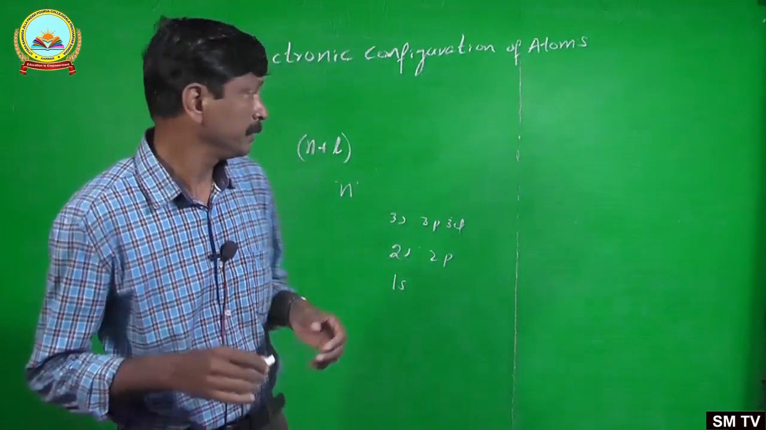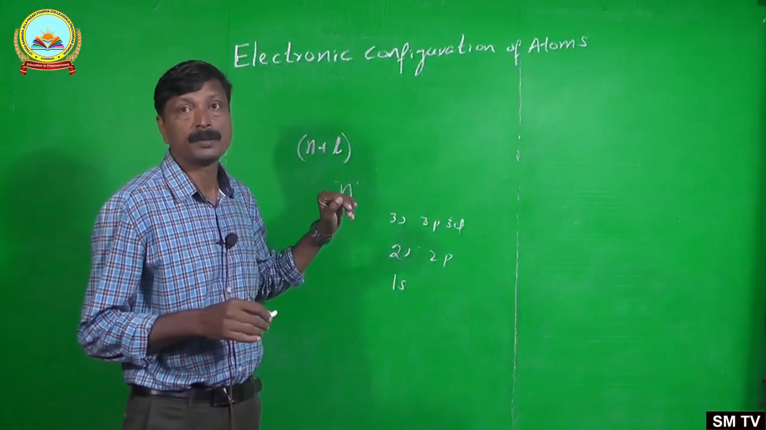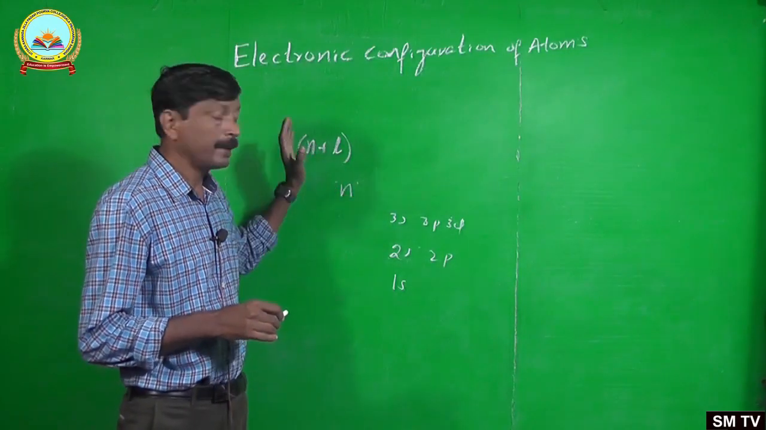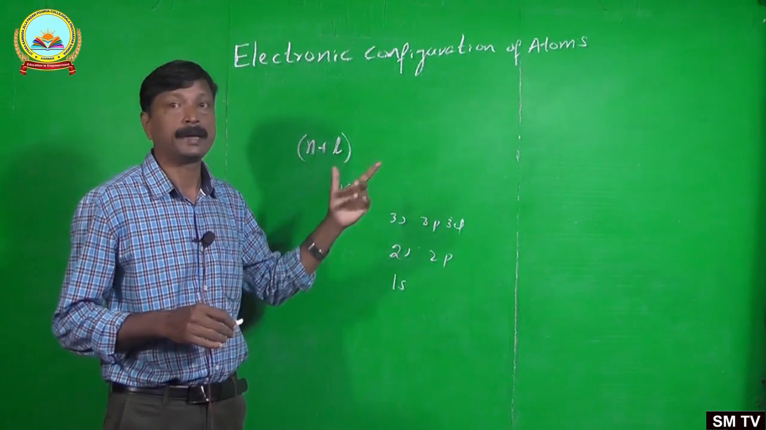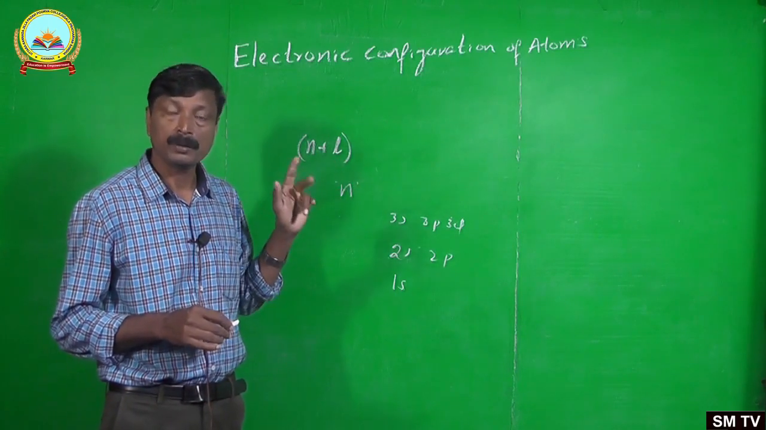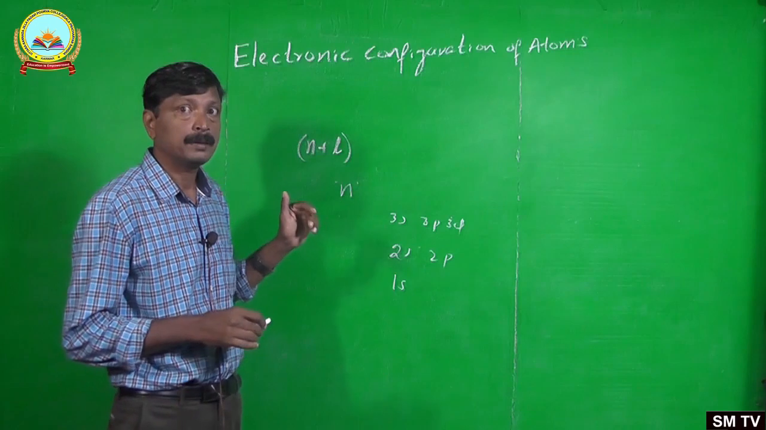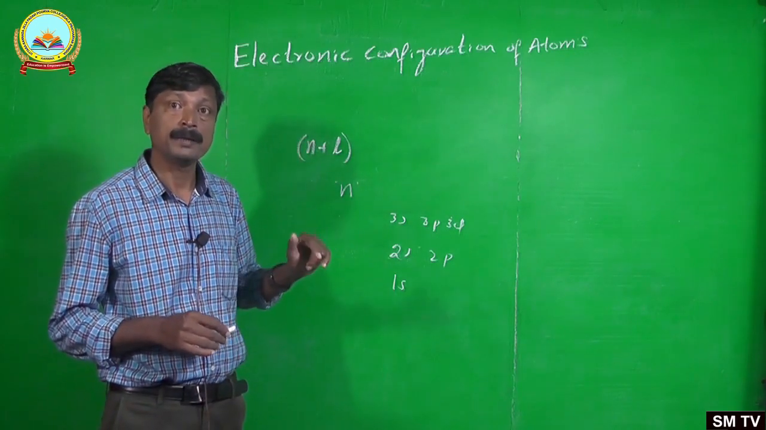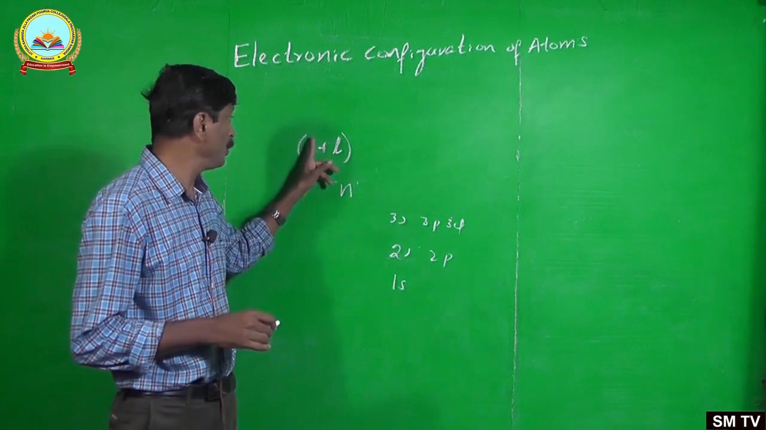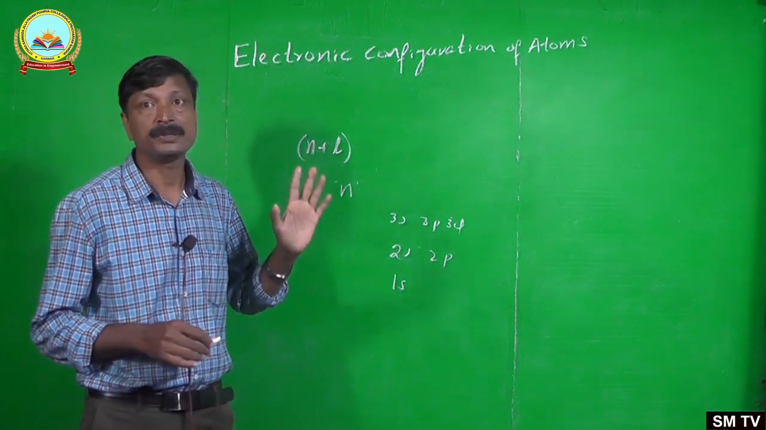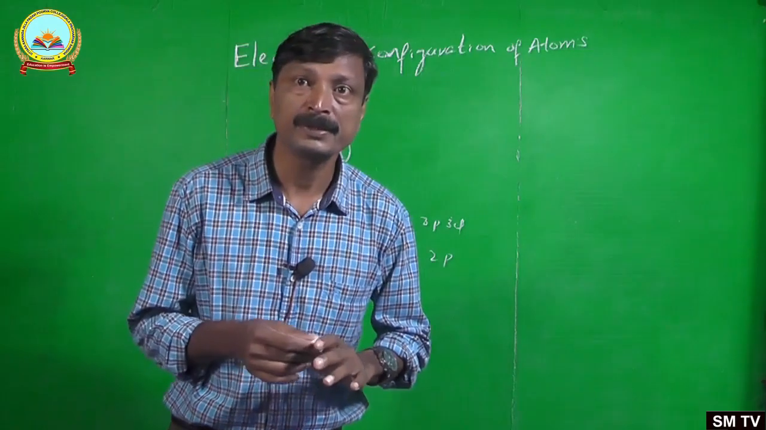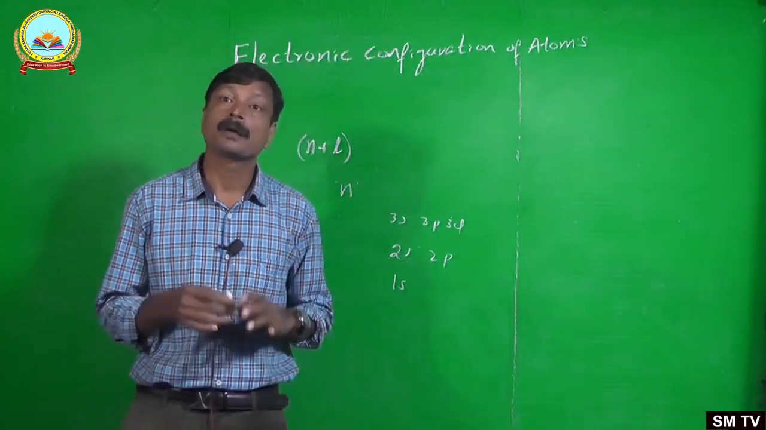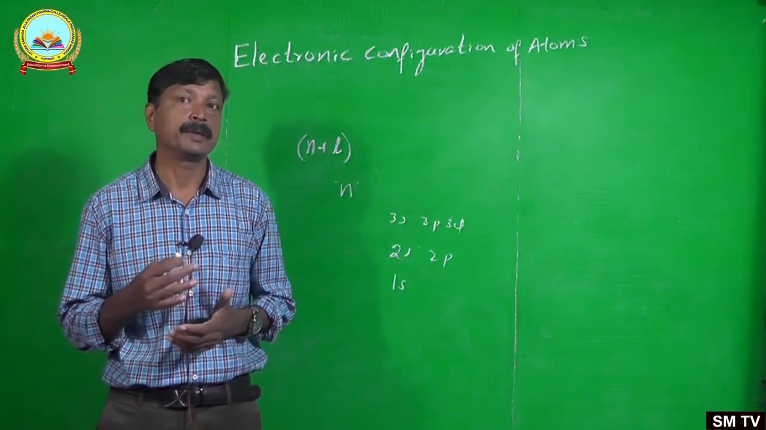Here we use the n plus l rule. The orbital having a higher n plus l value has higher energy. Between two orbitals having the same n plus l value, the orbital having a lower value of n has a lower energy. These two rules you have to remember. These rules help to compare the energy of the orbitals.